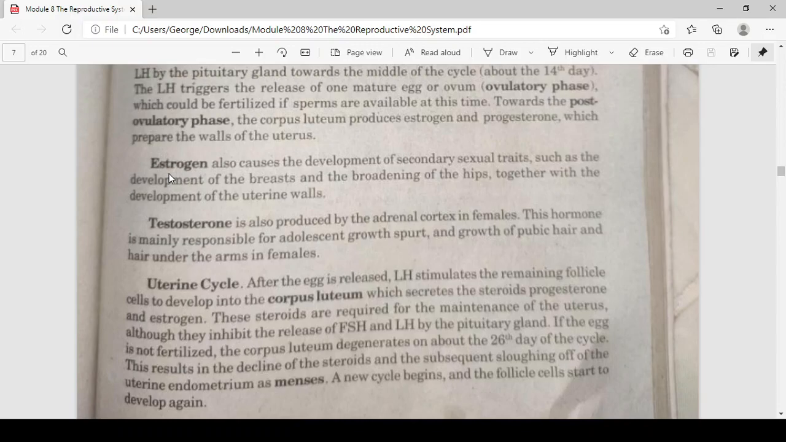The new cycle begins and the follicle cells start to develop again. The new egg every menstrual cycle. Kaya nga wala fertilization tabu. So ihaboy ato ang daan nga egg kag may bag-o man nga egg masulod sa imong nga lawas.